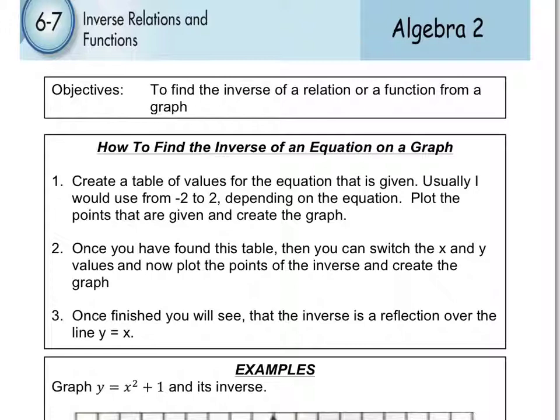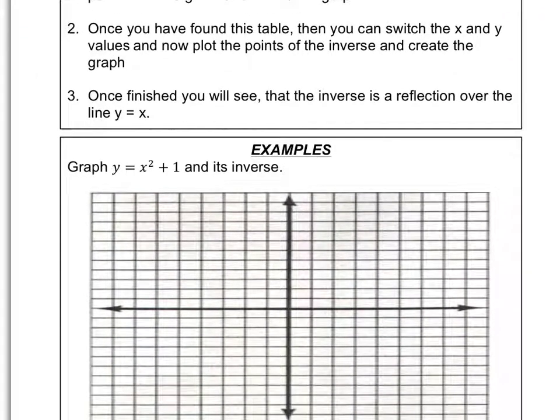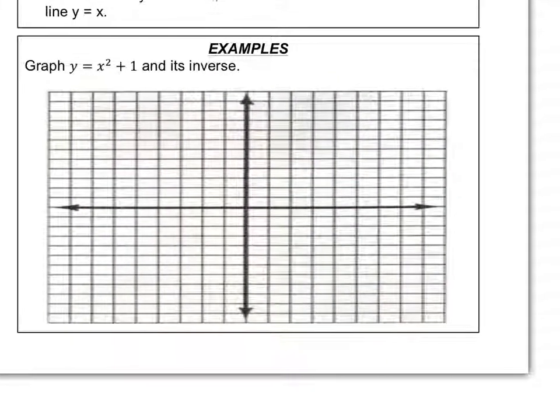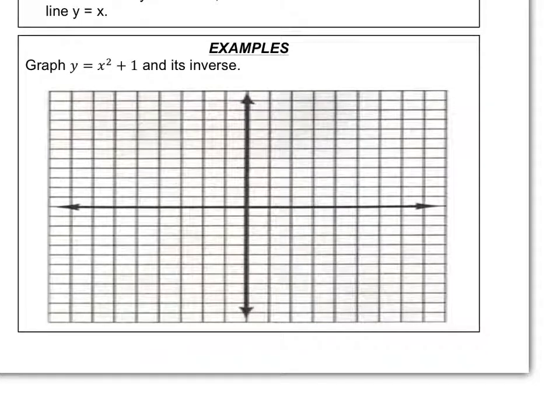All right, let's take a look at examples. Here's the first example: graph the equation y equals x squared plus 1 and its inverse. First, I'm going to create an xy table, and I'm going to put in -2, -1, 0, 1, and 2 for x. I'm not going to do this on every single one for the sake of time, but I'll do it for the first one.